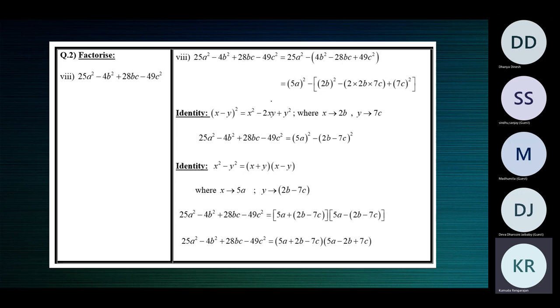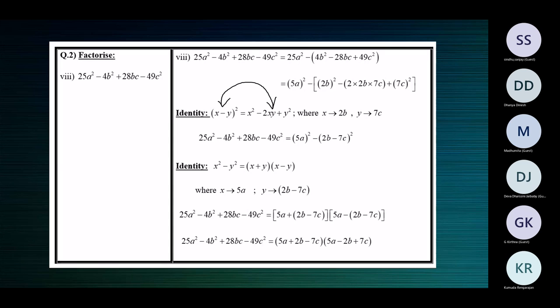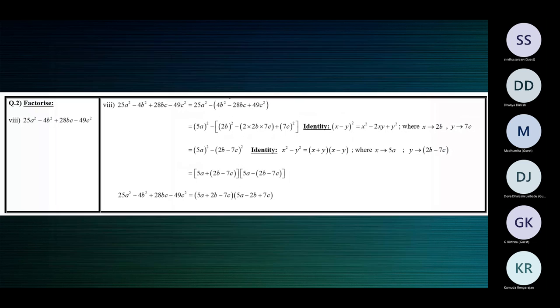That is what is given, it looks like this one. x square minus 2xy plus y square. So the answer is x minus y the whole square. In this step, we have three terms that look like x square minus 2xy plus y square. So the result is x minus y the whole square.